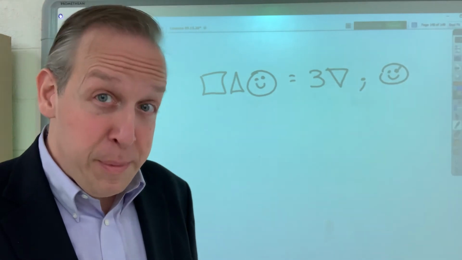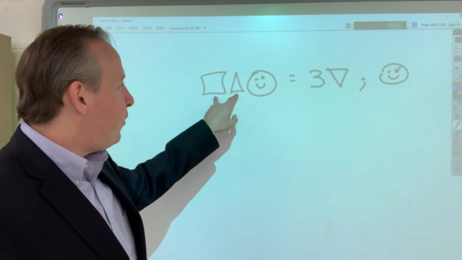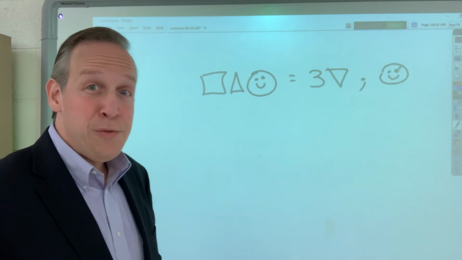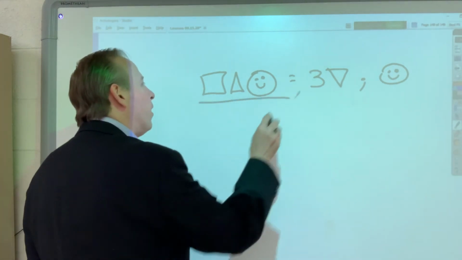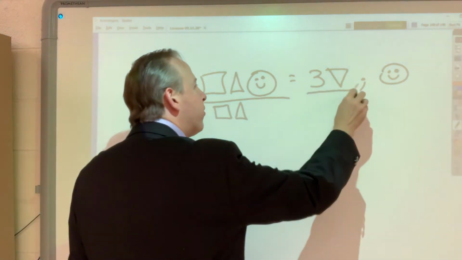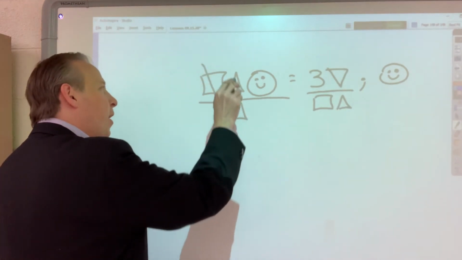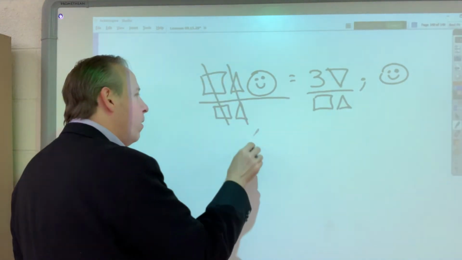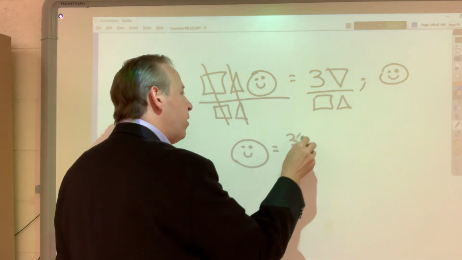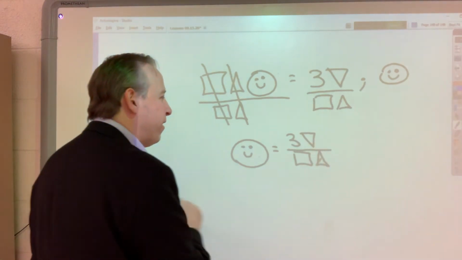How do we get the happy face by itself? Well, it's right here, and it's got coefficients of square and triangle. All I'm going to do is divide by each one of those. I can do them at one time if I want to. Square triangle. Just going to divide by square triangle on both sides. Because square cancels square and triangle cancels triangle. All I'm left with is my happy face. On the other side, it's 3 upside down triangle over square triangle.